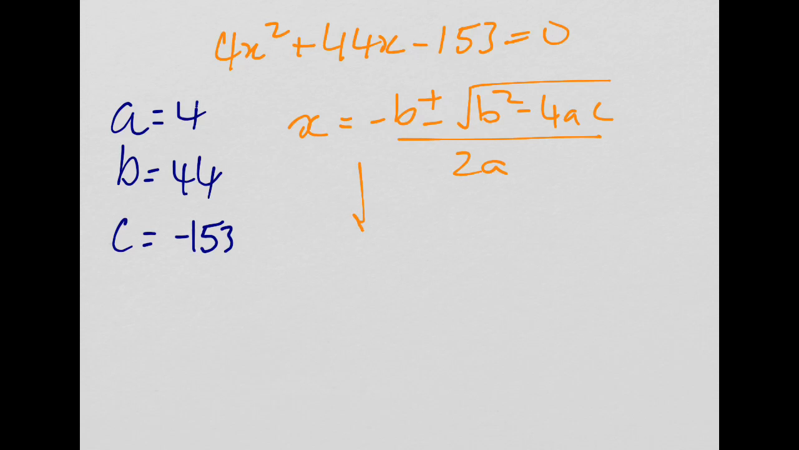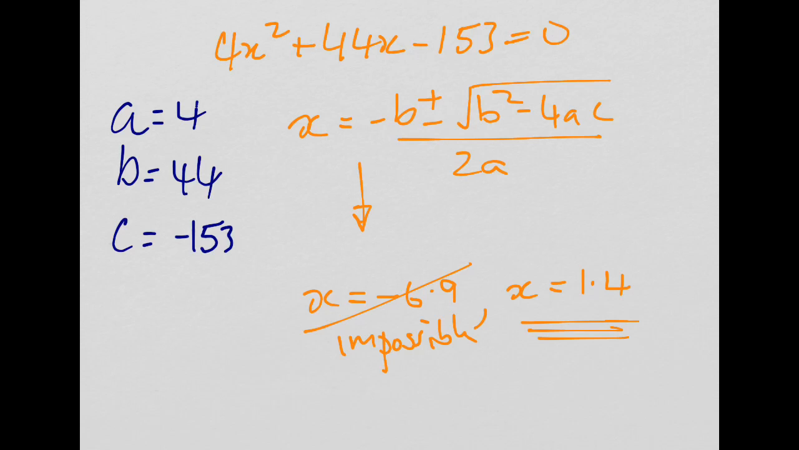And I'll just tell you quickly that that should all come down to an answer of x equals negative 6.9 or x equals 1.4. Now the negative 6.9 is impossible because it's a negative answer for a length, so we just ignore that. So the final answer we're looking for is x equals 1.4. And that's us done.